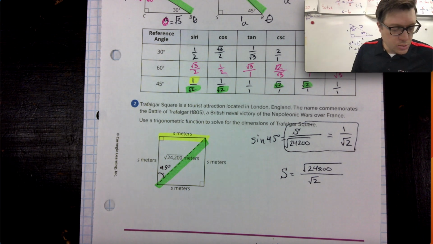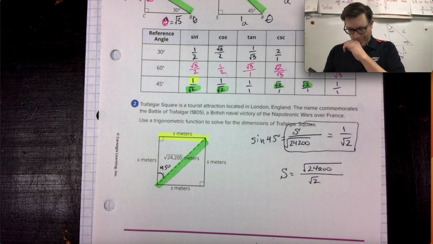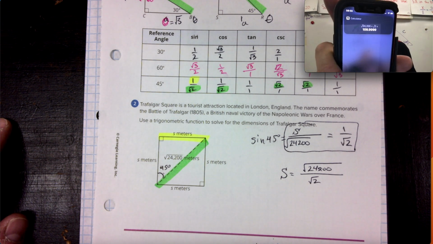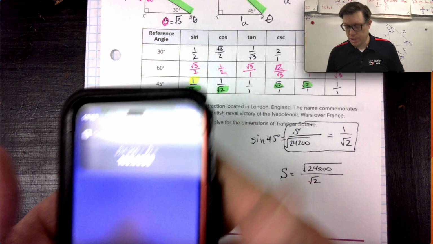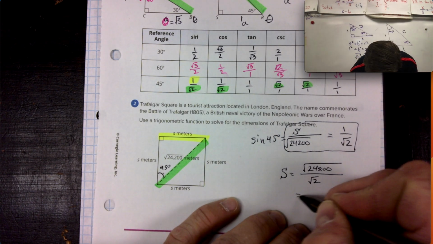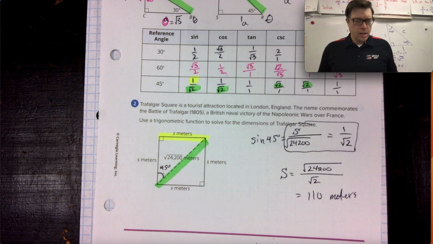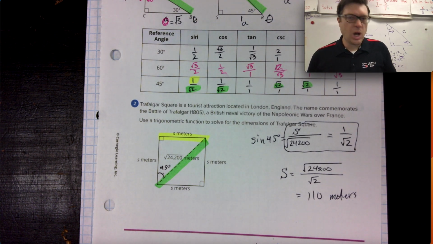Hey Siri, what's the square root of 24,200 divided by the square root of 2? The square root of 24,200 divided by square root of 2 is approximately 109.9999. 110 meters. Hey Siri, how big is Trafalgar Square in London? Oh, look it up yourself.